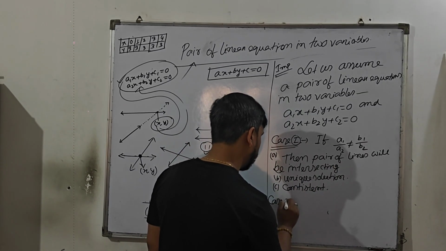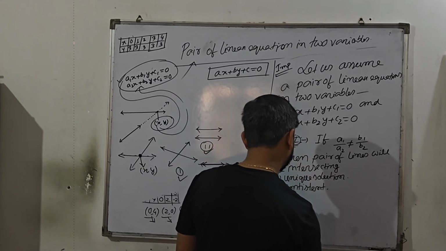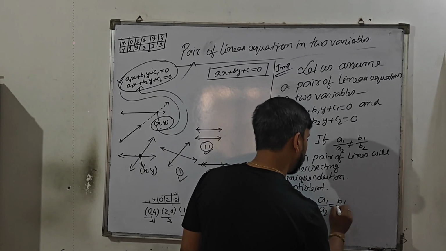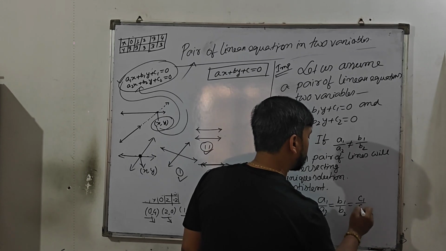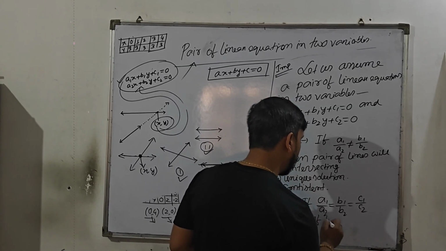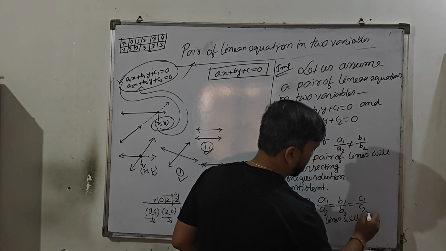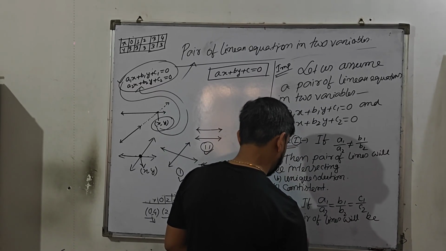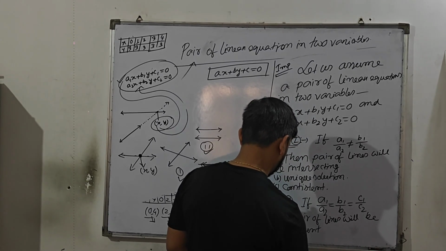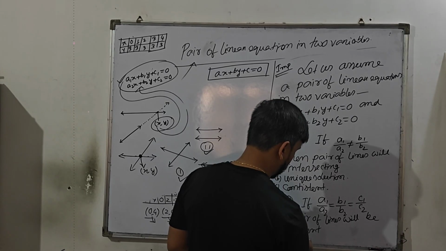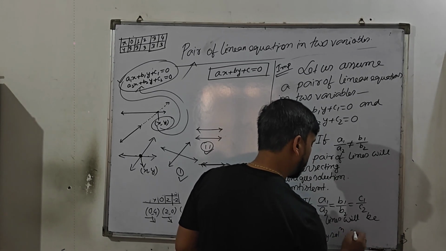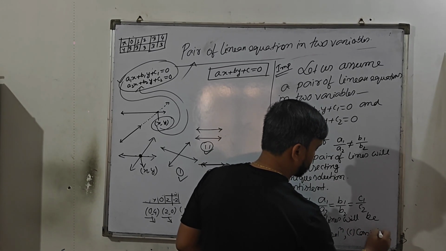Then case 2: if a1 by a2 equals b1 by b2 equals c1 by c2, then the pair of lines will be coincident, with infinitely many solutions, and it is consistent.